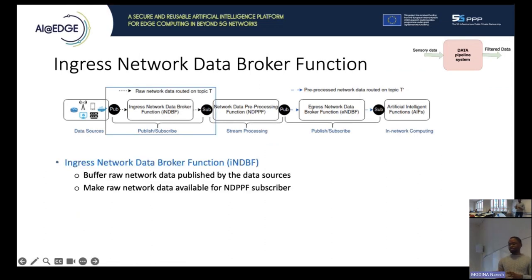The ingress network data broker function buffers the raw network data that are published from the data source, and this broker makes the raw network data available for the next component, which is the network data preprocessing function. As we consider a topic-based publish-subscribe approach, the network data preprocessing function should subscribe first in order to get these monitored data from the broker side.